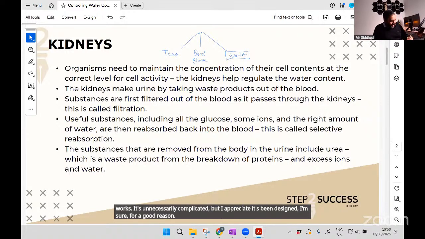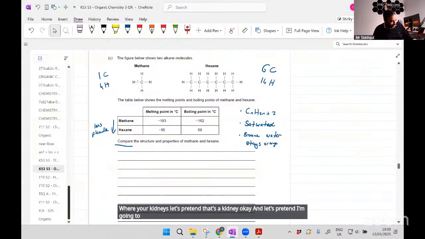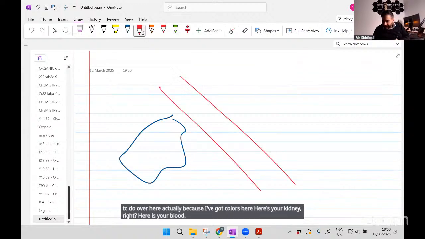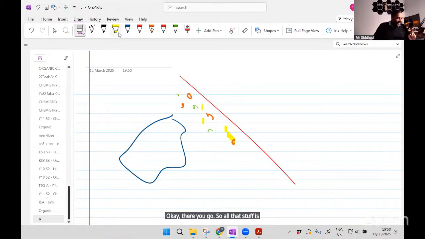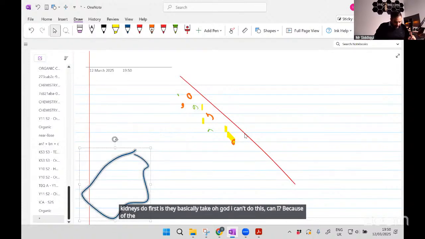Where your kidneys, let's pretend that's a kidney. And let's pretend, I'm going to do it over here actually, because I've got colors here. Right, here's your kidney. Here is your blood. Your blood, let's say, has got loads of different things in it. Okay, there you go. So all that stuff is flowing through your blood. What your kidneys do first is they basically take. Let me just get rid of this line.